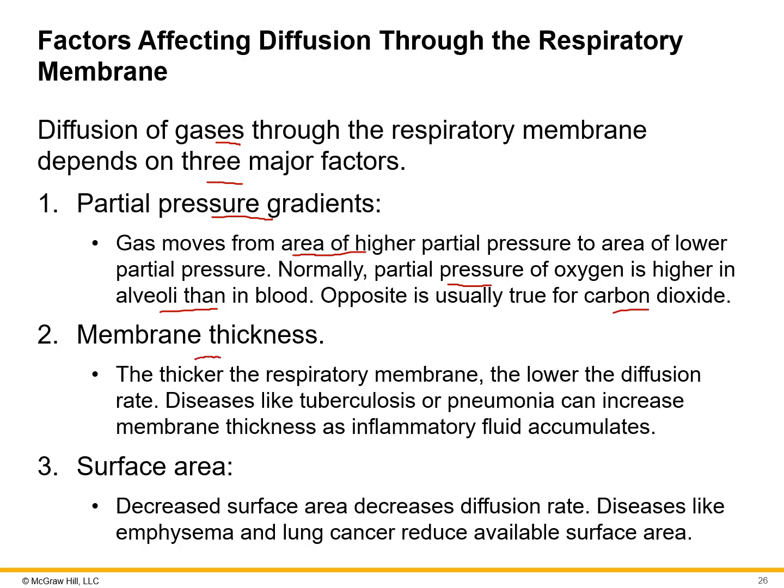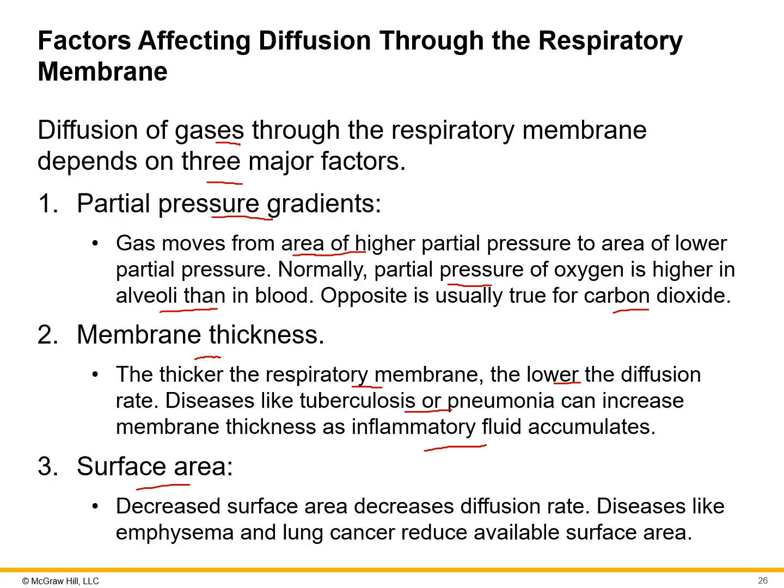The membrane thickness. The thicker that respiratory membrane is, the slower the diffusion is going to be. Again, just thinking about it, it has to move across those membranes. The farther it has to move, the slower it's going to go. And that's what happens with diseases like tuberculosis and pneumonia. Due to inflammation, it increases the fluid in that little space. So now it's a thicker membrane and the gas doesn't move as well.